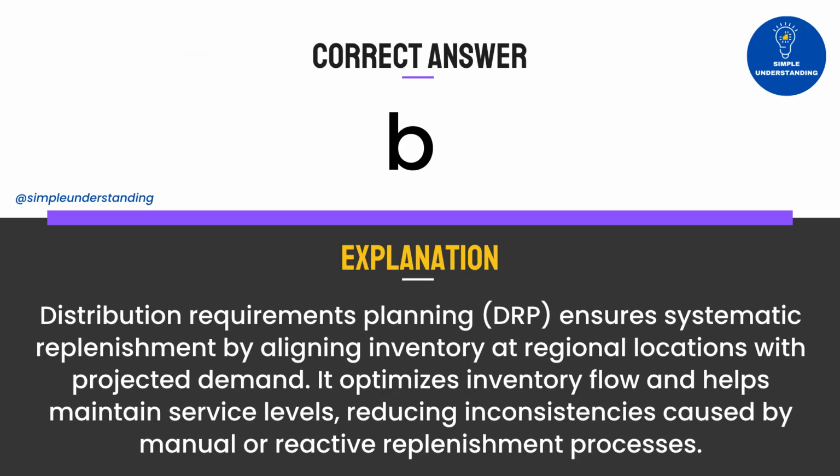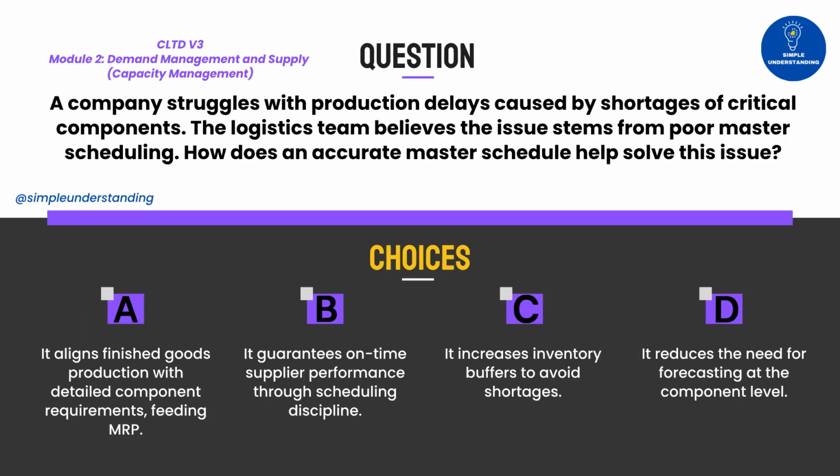Correct answer, B. Explanation. Distribution Requirements Planning, DRP, ensures systematic replenishment by aligning inventory at regional locations with projected demand. It optimizes inventory flow and helps maintain service levels, reducing inconsistencies caused by manual or reactive replenishment processes. Question 6. A company struggles with production delays caused by shortages of critical components.